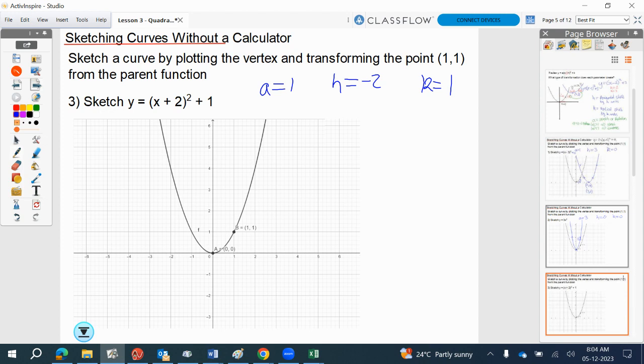Okay, so what are the coordinates of the new vertex? What are the coordinates of the new vertex going to be?